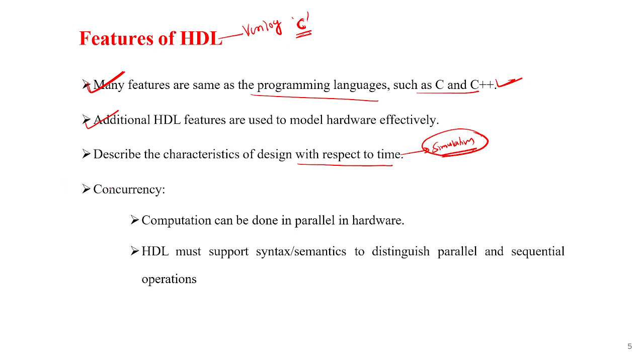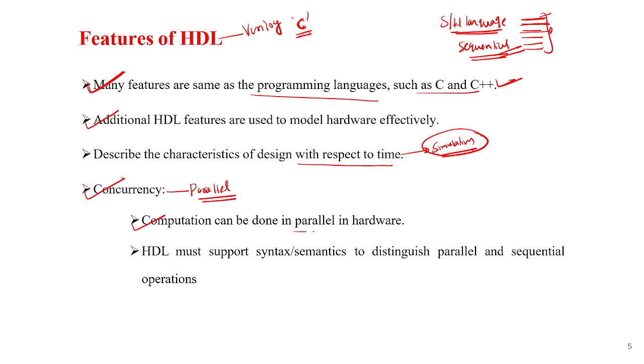And the next one is concurrency, okay. A normal software language is a sequential language. What is a sequential language? One after the other, the program will be executed serially. One instruction is executed, and after completing it, the next instruction will be executed. This is serial in nature, or we can call it sequential. But concurrency is nothing but parallel execution. Computation can be done in parallel in the hardware, okay.